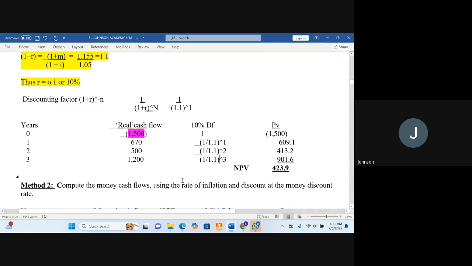So how many of us are having challenge in discounting, how to discount? Is anybody having challenge in discounting?